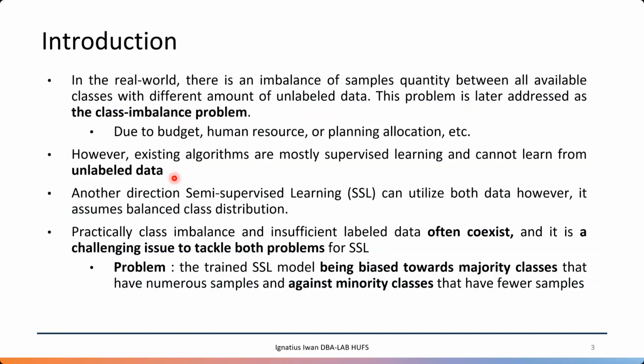unlabeled data. So another direction is to pursue semi-supervised learning that can utilize both data. However, most of the previous work assumes balanced class distribution, and practically class imbalance and insufficient labeled data are two problems that often exist together. It is a challenging issue to tackle both problems for semi-supervised learning. Those problems cause the SSL model to be biased towards majority classes that have numerous samples and against minority classes that have fewer samples.